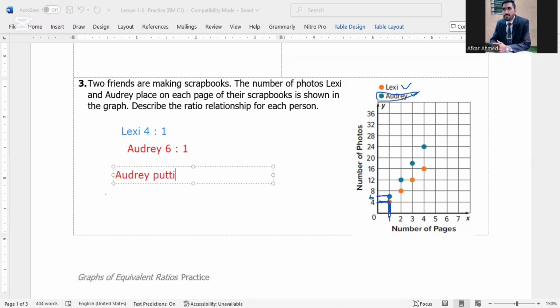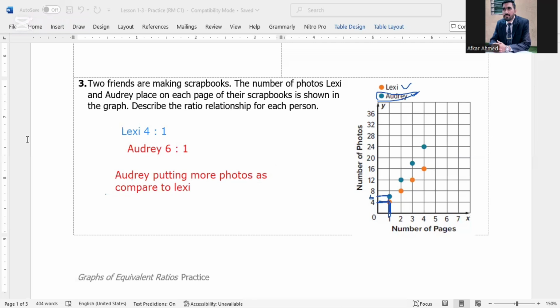is placing more photos as compared to Lexi. So the question was just to check the graph and the ratios, and then write which one is putting more photos, so we can compare them that way.